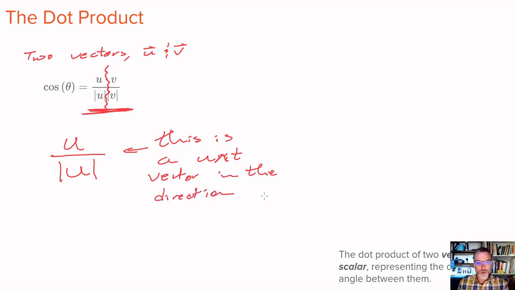So what we put into the dot product is really two unit vectors that are pointing in the directions of the vectors that we have. One points in the direction of u, one points in the direction of v. So this denominator here is taking out the length of those vectors so that we're only dealing with unit vectors.